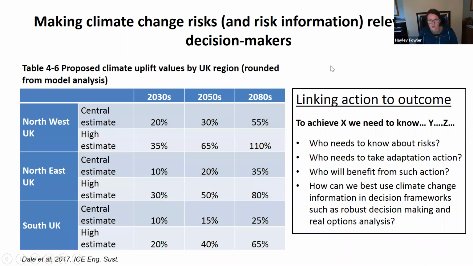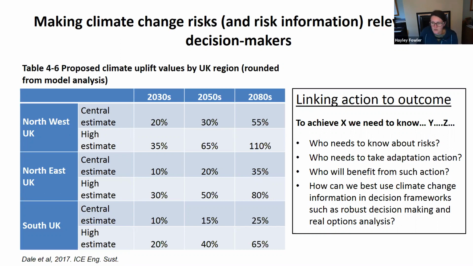The other thing we really need to be thinking about doing is how do we make climate change risks and risk information more relevant for decision makers? One of the ways of doing this, I think, has been really well shown by some work we've done, led by Murray Dale in 2017, with UK Water Industry Research and working with the UK water companies to come up with climate uplifts for urban drainage design.